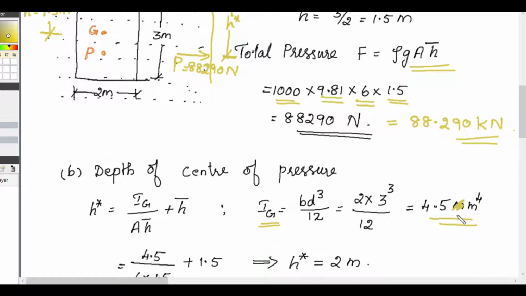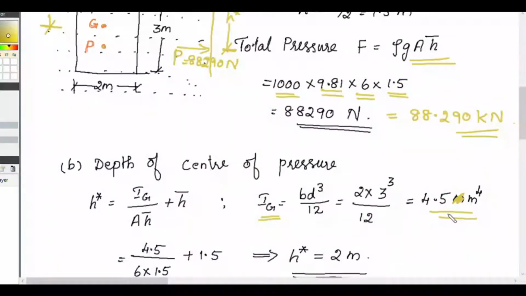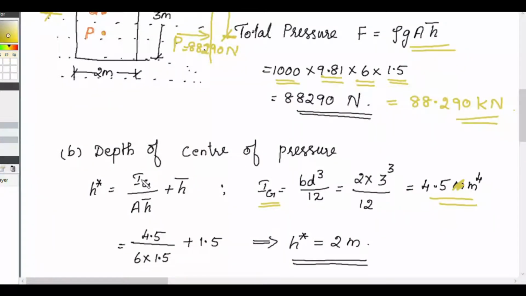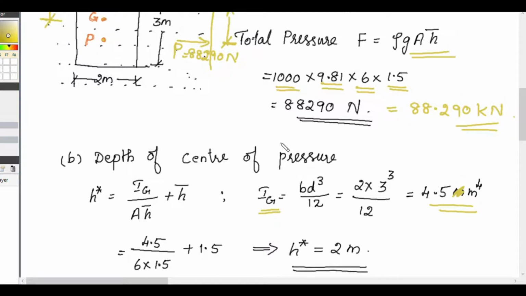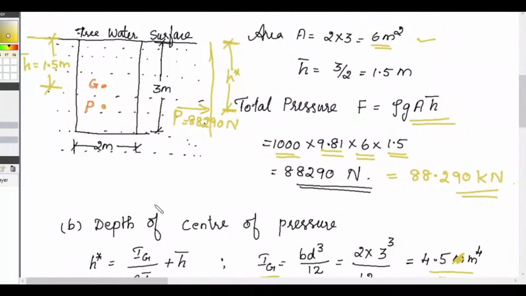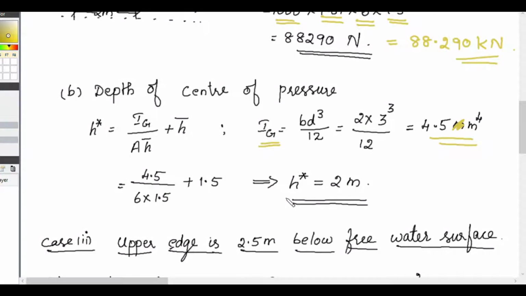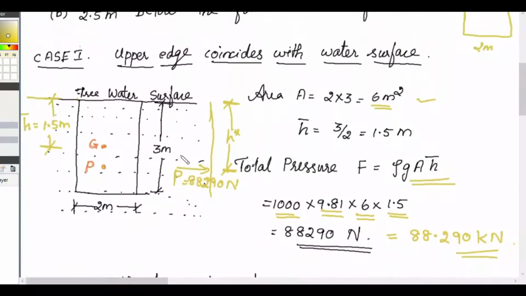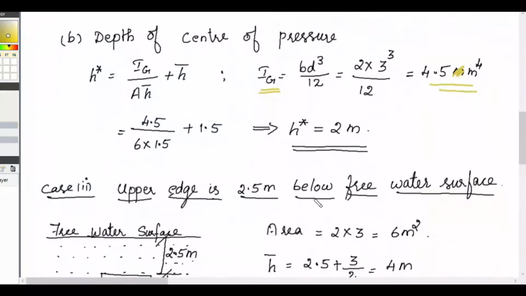4.5 meter power 4. So we will substitute the values now. Ig, moment of inertia, is 4.5 divided by area is 6 multiplied by h bar. We have already found it as 1.5. So substitute the values. We get h star is equal to 2 meter. That is the distance where the pressure acts from the free surface of water. That is equal to 2 meter.